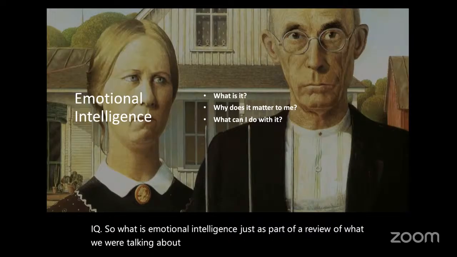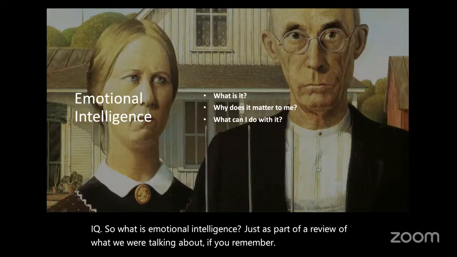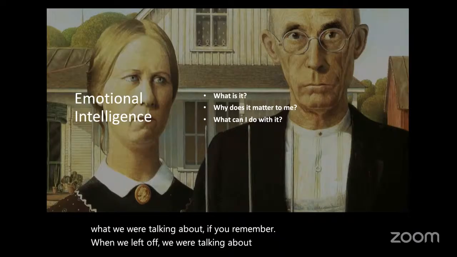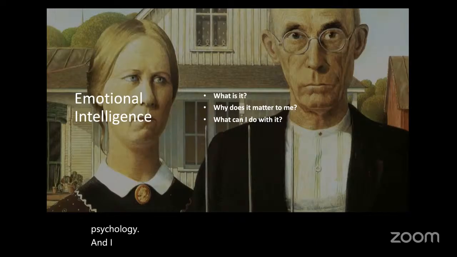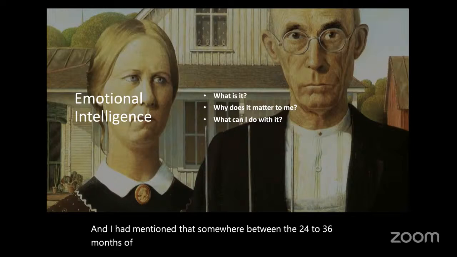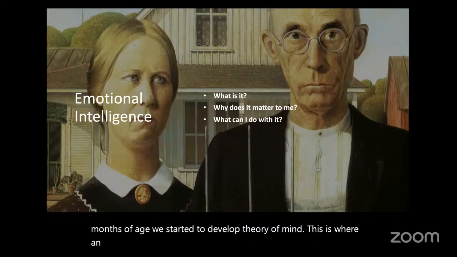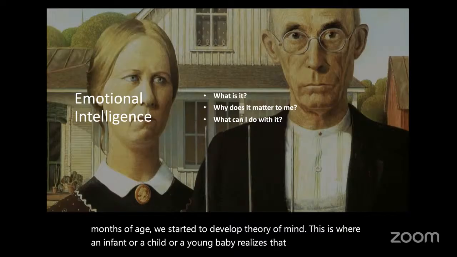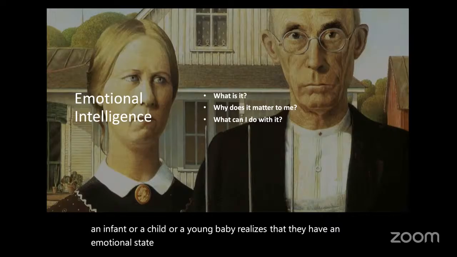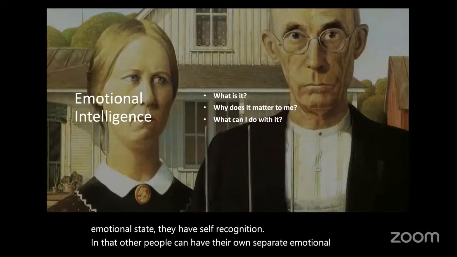When we left off, we were talking about developmental psychology. And I had mentioned that somewhere between 24 to 36 months of age, we start to develop theory of mind. This is where an infant or a young child realizes that they have an emotional state, they have self-recognition, and that other people can have their own emotional state, separate from them.